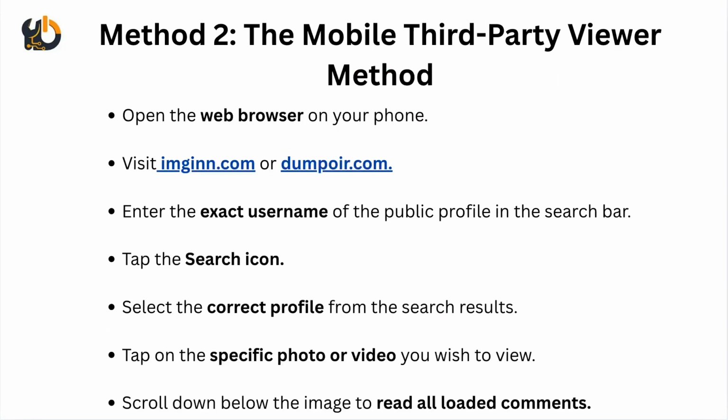Second method is the mobile third-party viewer method. Open the web browser on your phone, visit imginn.com or dumpboy.com, enter the exact username of the public profile in the search bar. Tap the search icon, select the correct profile from the search results, tap on the specific photo or video you wish to view. Scroll down below the image to read all comments loaded.